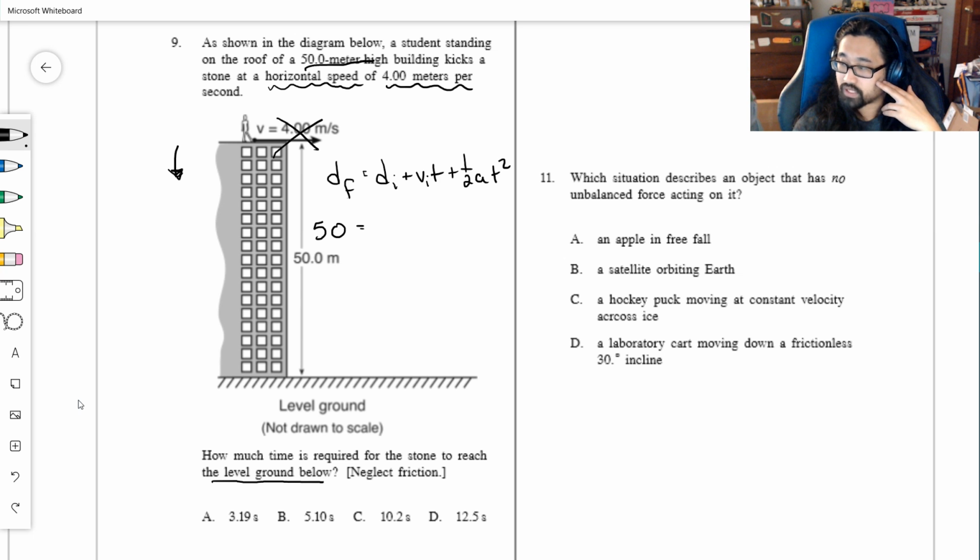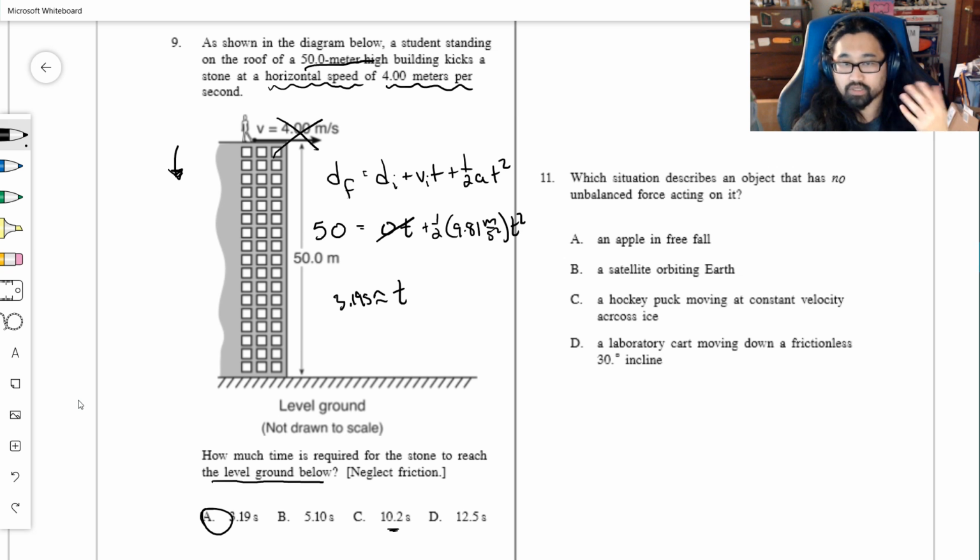The initial velocity in the y direction, because we're dealing with up and down, is 0. We're kicking this perfectly horizontally, which means that 0 of it is up and down. So 0 times t plus 1/2 times 9.81 meters per second squared times t squared. This goes away. I end up solving for t. T is about 3.19 seconds. Be real careful. If you forget to take the square root, you'll end up with 10.2. So just use caution.